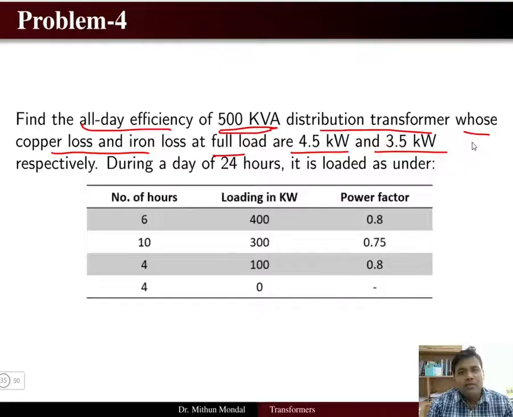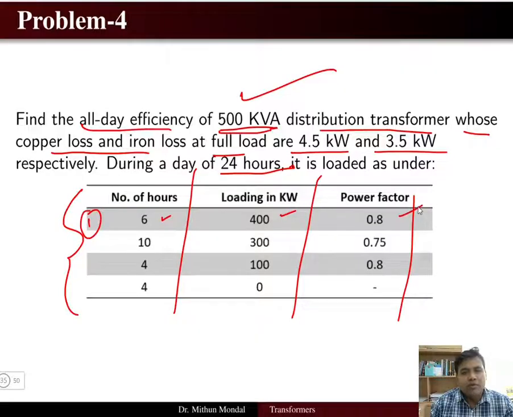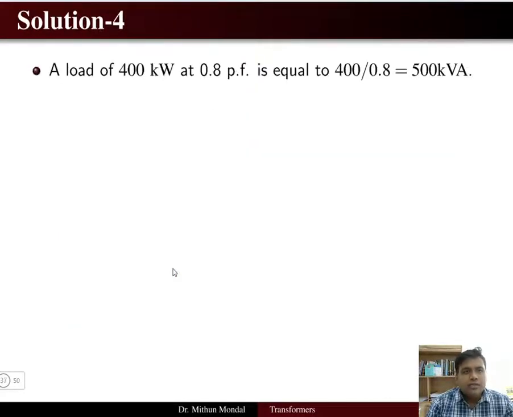So we have been provided the data for a 500 kVA transformer, iron loss and copper loss, and the loadings are provided for 24 hours, that is 1 day. So this is the number of hours, loading in kilowatt, and the power factor. Under the first condition, the number of hours is 6 hours, 400 kilowatt and 0.8 power factor loading. Similarly, the second, third and fourth information is given to us. 0 means that there is no load connected in the fourth hour. So let us see the solution.